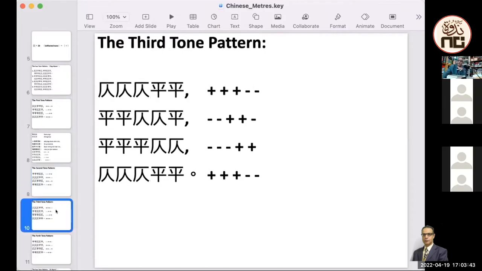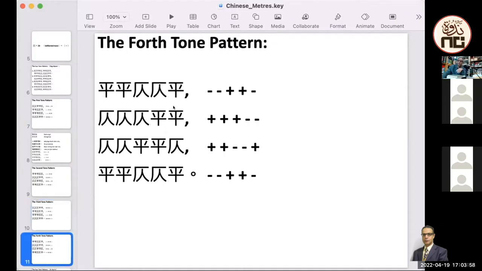They have 3 rhymes. So the second line also rhymes. The first one: the first rhymes with the second, rhymes with the fourth. So it's A, B, A. The fourth pattern is also the same, A, B, A. Okay.